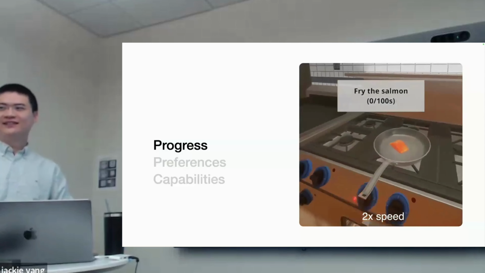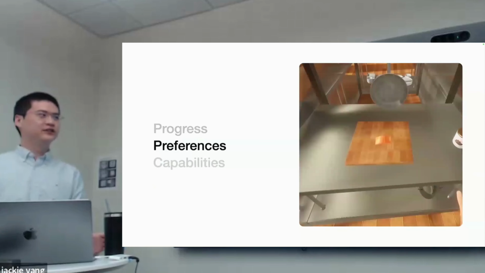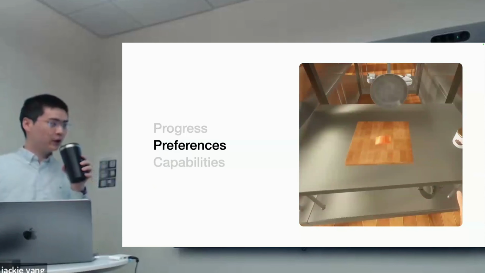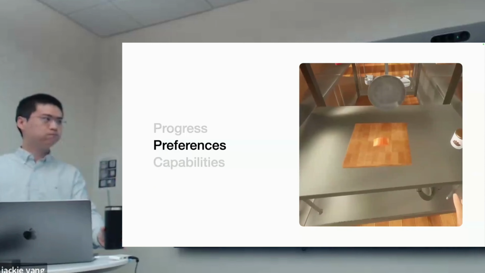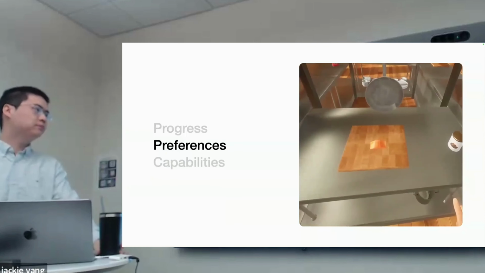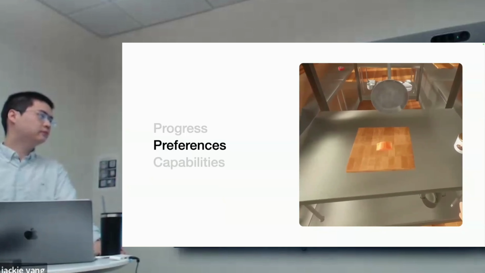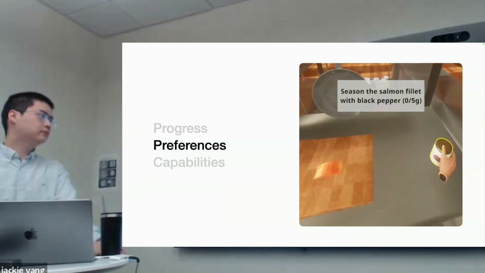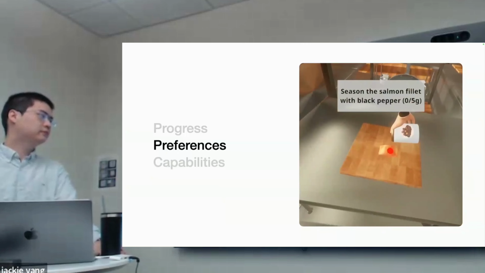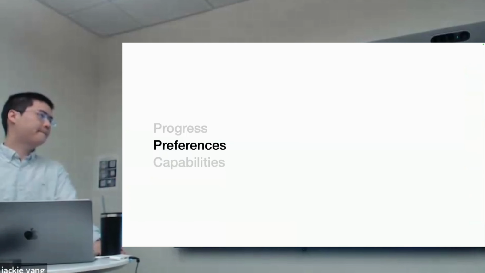The assistant also utilizes explicit and implicit user feedback to understand users' preferences on guidance modalities. If the user turned the heads-up display on while seasoning previously, the assistant will turn it on again for a similar step.